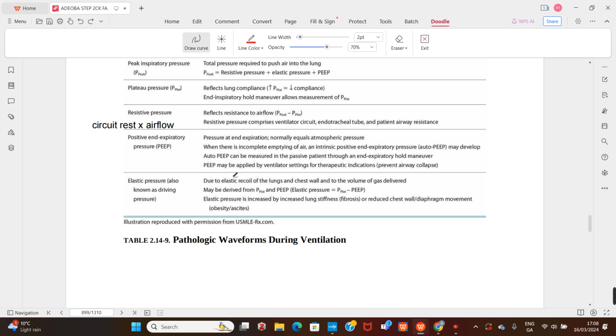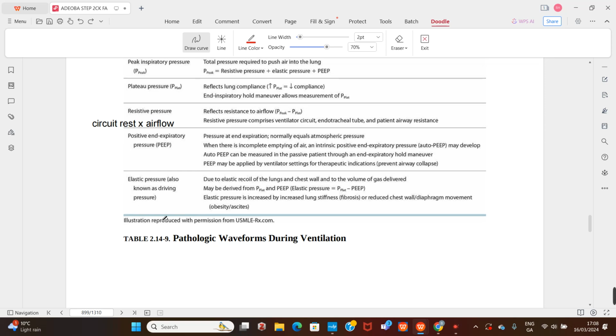Sometimes you can also deliver your PEEP by using your ventilator, particularly in situations where you want to prevent airway collapse, like someone that has ARDS, where the surfactants are finished. You don't want the lungs to collapse. So you place the person on a positive PEEP to prevent airway collapse.